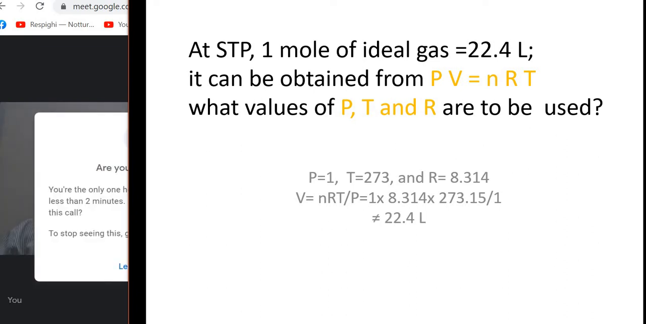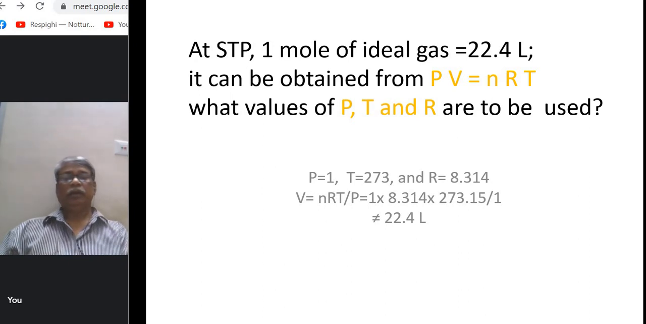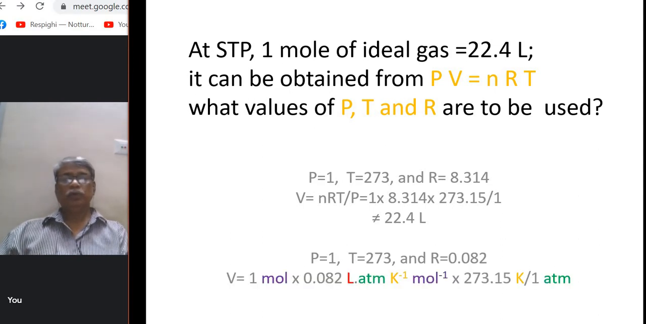But the correct thing is that we are putting a wrong R value. Since it is in liter, it should be liter atmosphere per Kelvin per mole, and you can see easily that if R is 0.082, then only you will get 22.4 liter. And if you observe carefully the unit, how they cancel out each other, and finally gives you the liter.